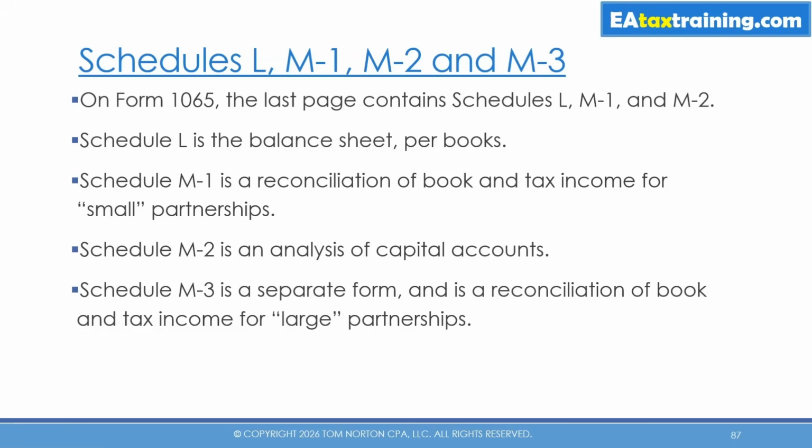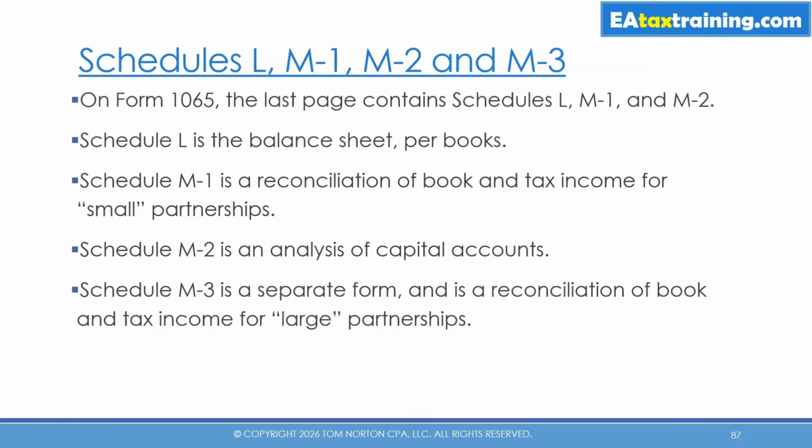On the Form 1065, the last page contains Schedules L, M1, and M2. Schedule L is the balance sheet per books. This is the same across all the entities. Now, Schedule C doesn't have a balance sheet, so you won't have it there. But for partnership, C Corp, S Corp, Schedule L is always the balance sheet. Schedule M1 on the partnership return is a reconciliation of book and tax income for small partnerships. We'll talk about what small means here in a minute.